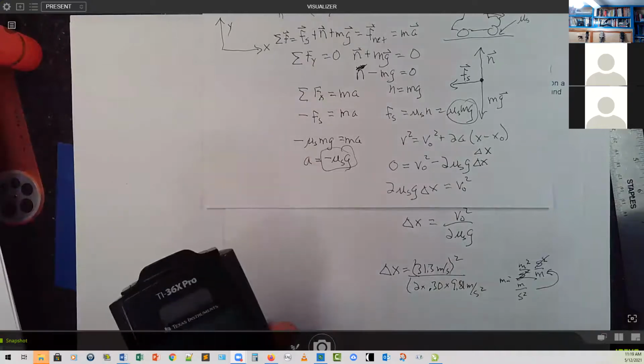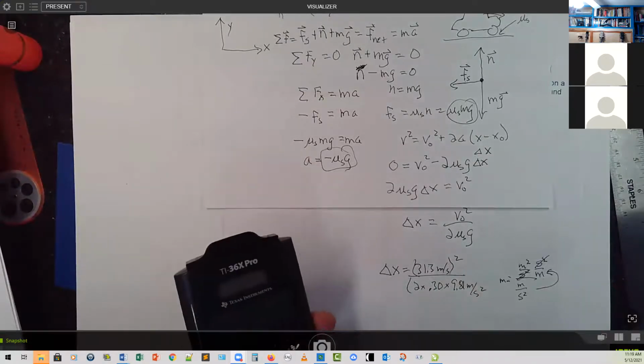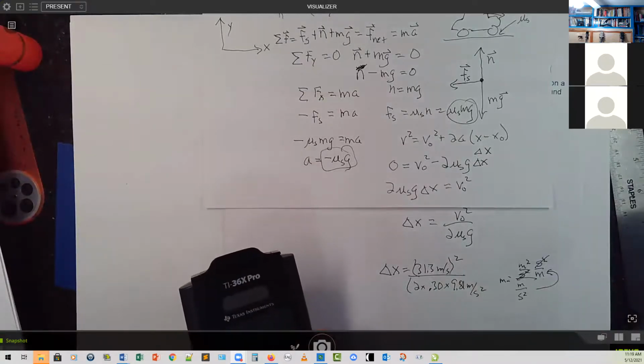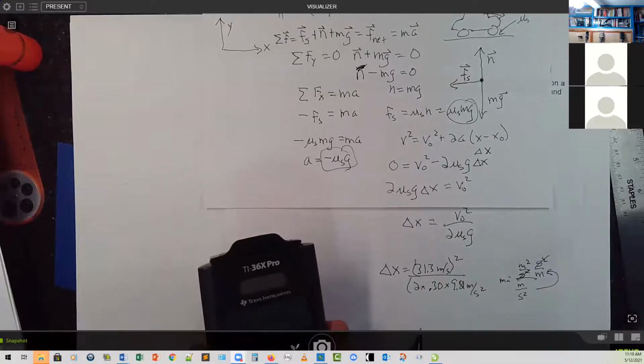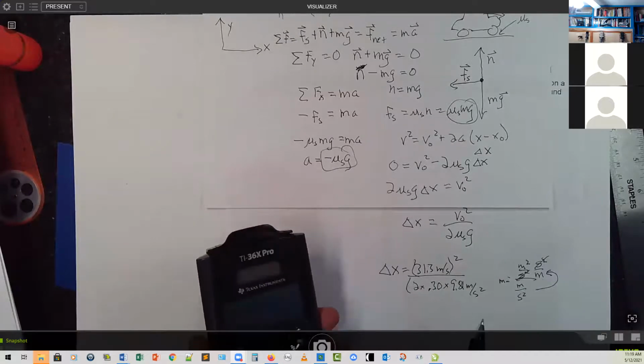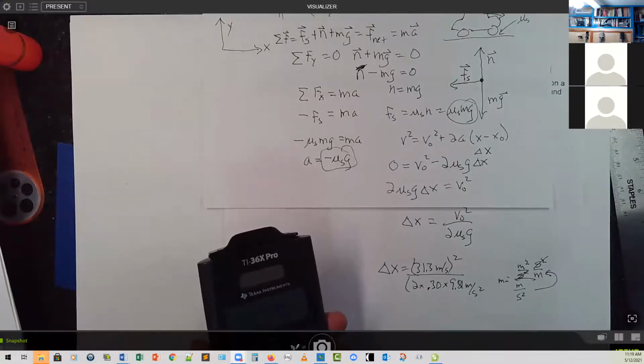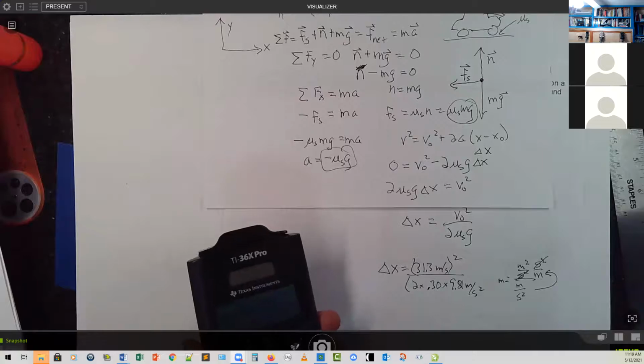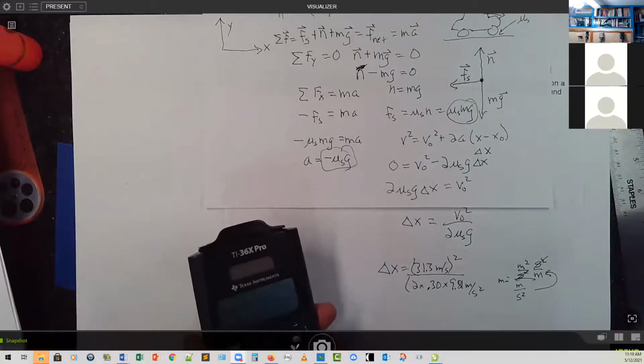Let's figure it out. I still got that 30 saved in my calculator, so I can just hit the squared button, divided by 2 times 0.3 times 9.81.